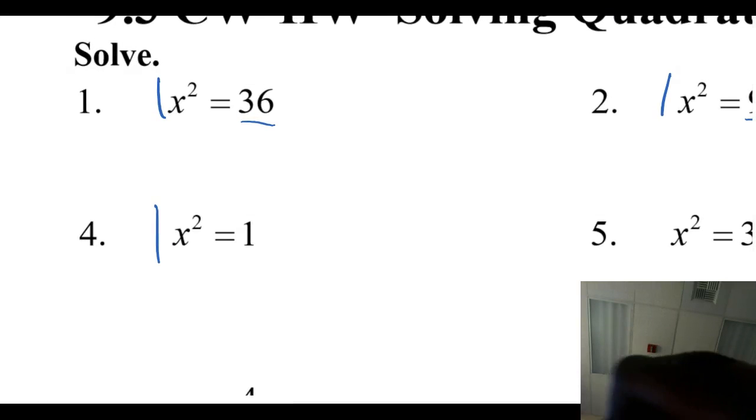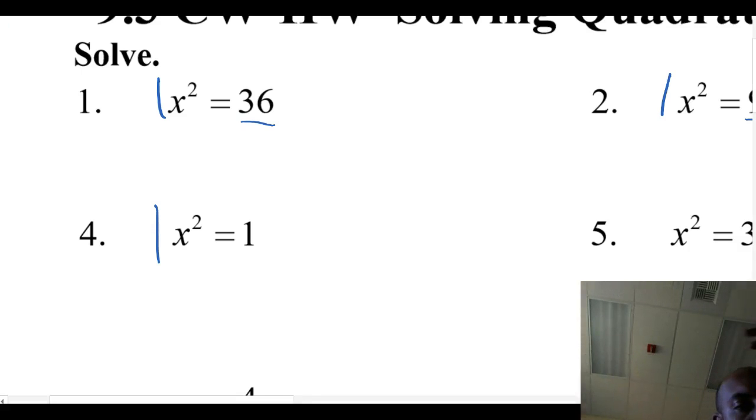What we want to do here, I'm just going to show you how to do it the first time and then I'll explain it. If I have x squared on the left and 36 on the right, what I can do is take the square root of both sides. The square root of x squared is equal to x, and the square root of 36 is 6.